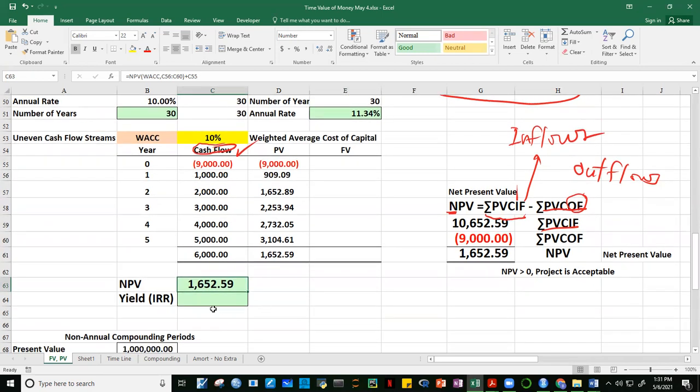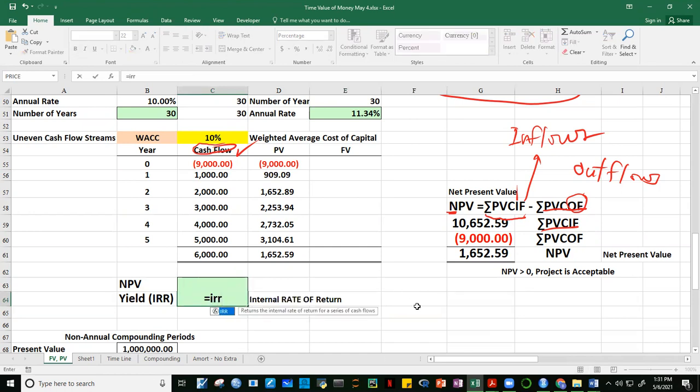Okay, there's also another way to answer this. It's called the IRR, which is the internal rate of return. That's IRR. Okay, how do we compute for the IRR? Si IRR, straightforward siya. Sabi, returns the internal rate of return for a series of cash flows. IRR, values. Yung values, ito, kasama lahat. Okay, dito tama si Microsoft eh. Kanina sa NPV, mali siya eh.